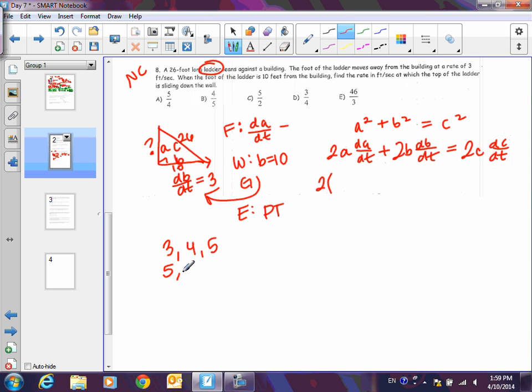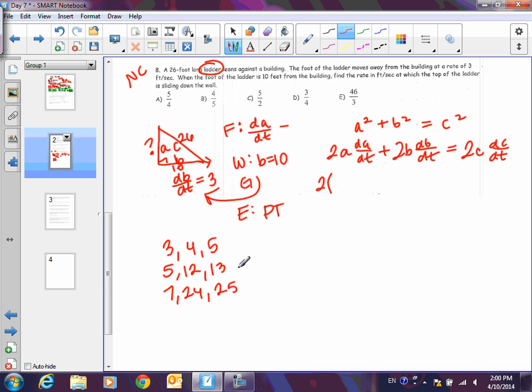5, 7, 12. Or 5, 12. Yeah. And then the only other one that I see pop up is 7, 24, 25. And then any multiple of these. This is going to save you a lot of work because I don't know about you, but I do not want to be squaring 26 and then doing stuff with that number and then having to square root another number.